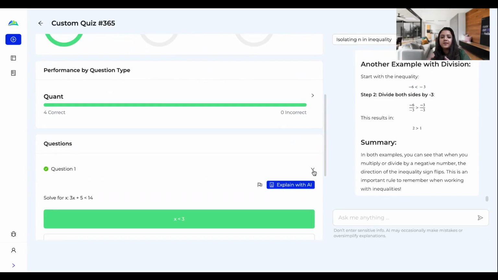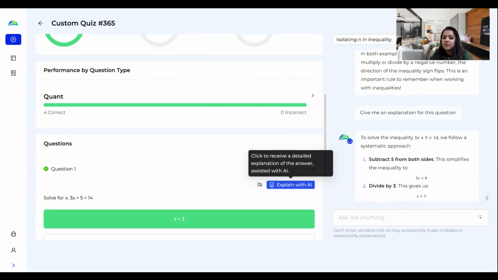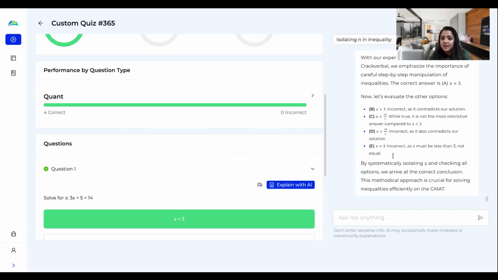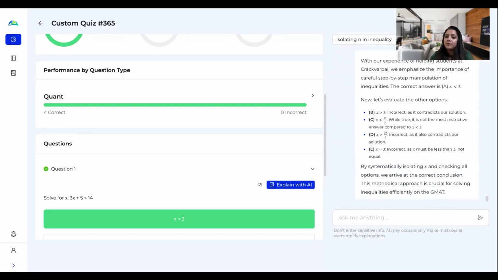If I want to understand more for this question, they will give you the solution and you can keep on asking more questions to understand the concepts better, how each of the answer choices is incorrect, how I could eliminate the choices. That kind of analysis will help you to even eliminate answer choices. Because, for example, x is equal to 3 is incorrect because my value should be less than 3, not exactly equal to. I'm talking about inequalities, not equations.